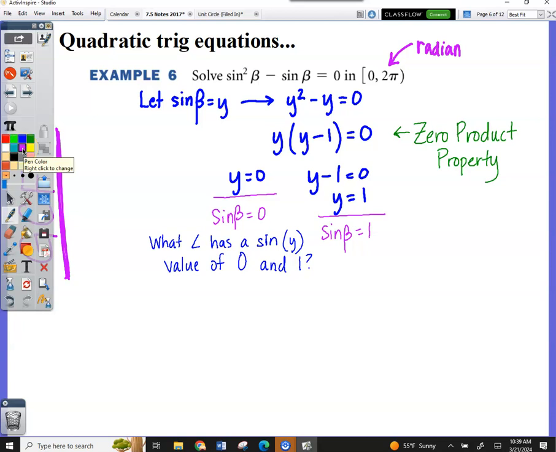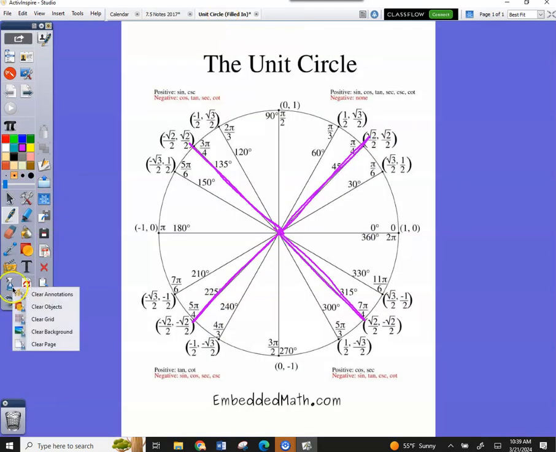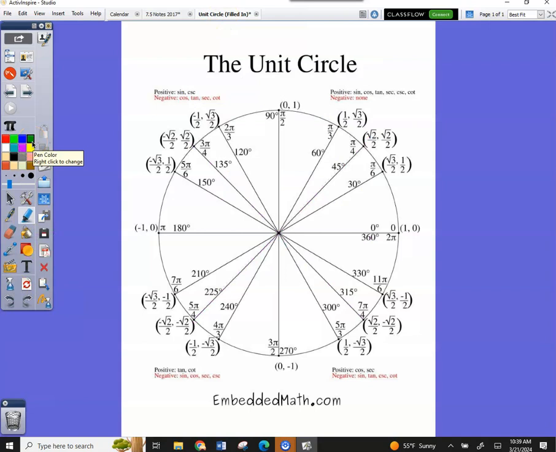So where is y 0? On your unit circle, where is the y value 0? Y value 0 here and here. Where's the y value 1? Right here and here. So those are our answers. So now it wanted it in radians, so we only enter the radian values.